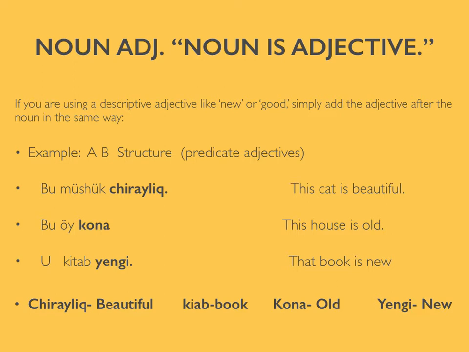The second one, bu öy, kona. This house is old. This last one, u kitap yeni. That book is new. Kitap means book here. You can see yeni means new. U kitap yeni. That book is new. So you can see here, you just have to put noun and adjective together. So it becomes noun is adjective. So you also see the predicate adjectives, which we're going to talk about later.